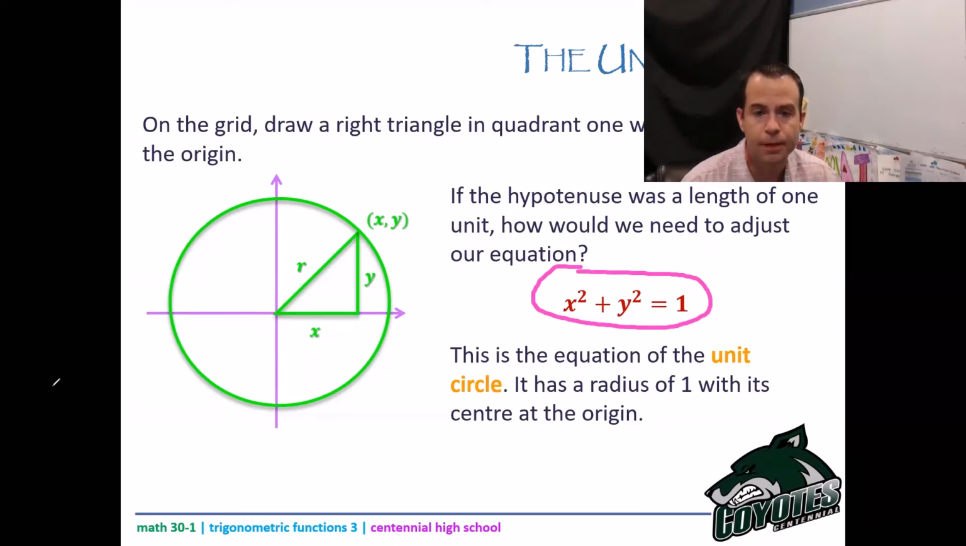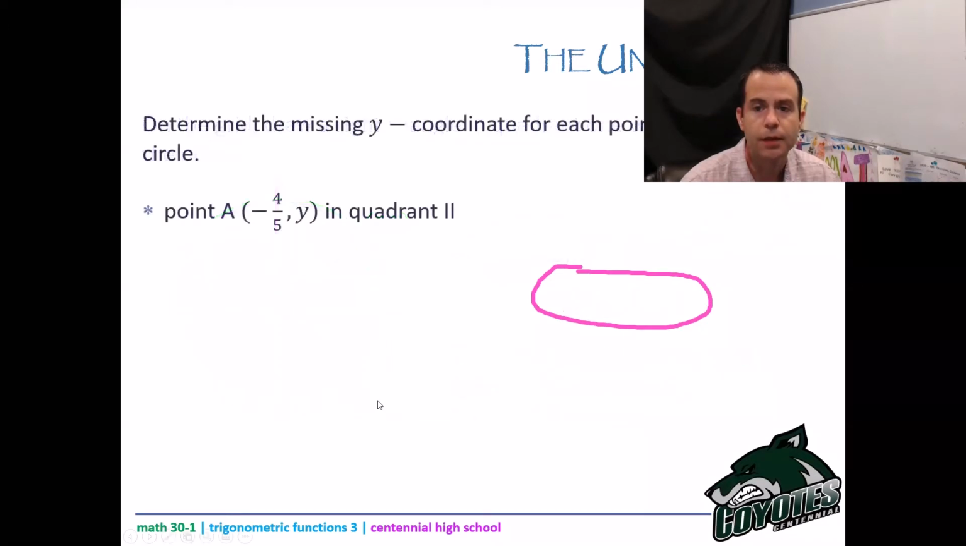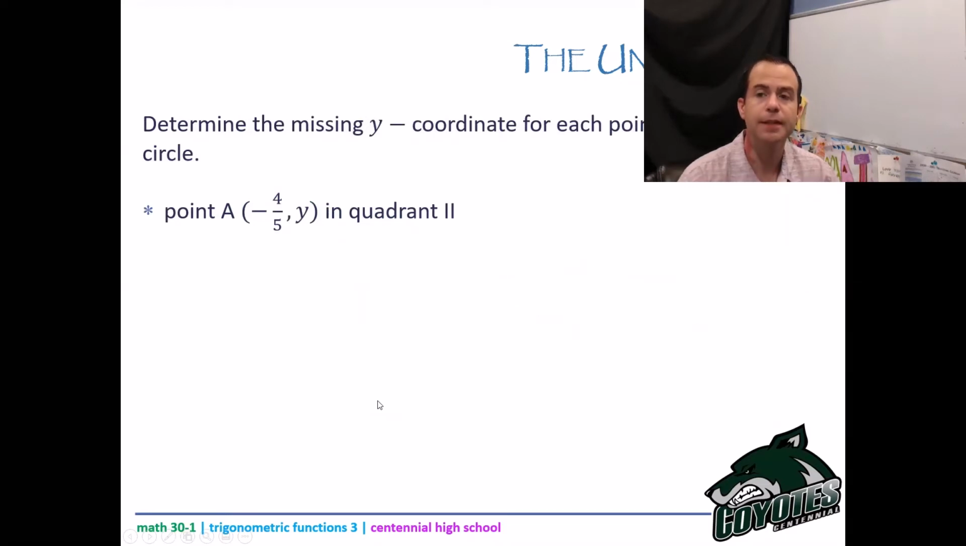All right. So the first question that we want to look at: determine the missing y coordinate for each point on the unit circle. Now we're going to have some fun with this. We're going to do this without a calculator. So if you have a calculator sitting beside you, put it away. My point is, we shut down when we have fractions. We get super scared. It's not as scary as it looks.